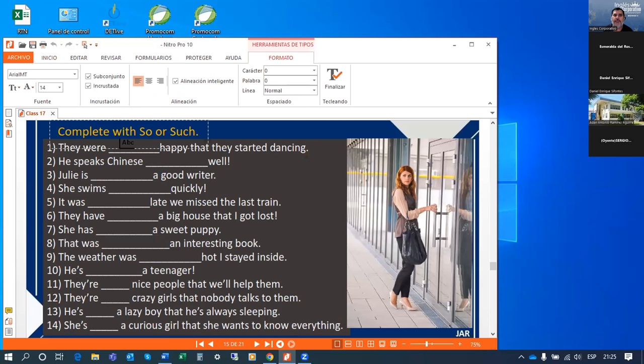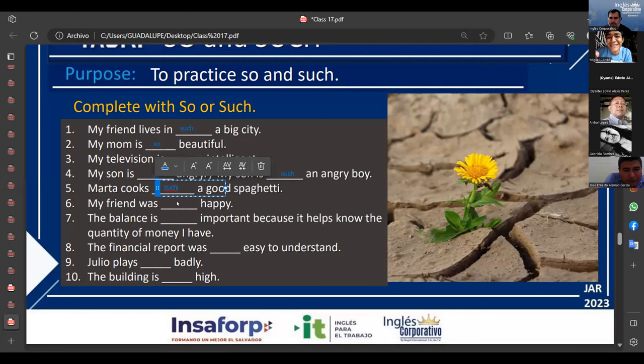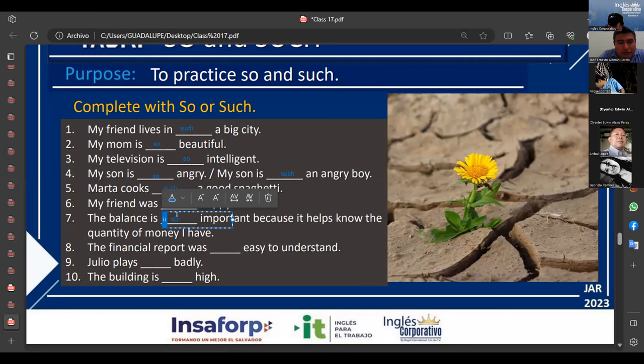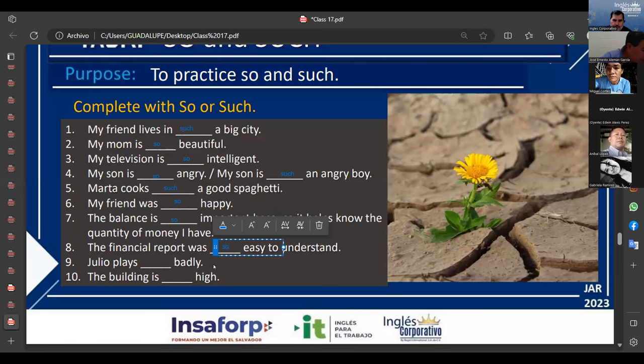They were so happy that they started dancing. He speaks Chinese so well. Julie is such a good. Okay. My friend was so happy. Balance is so important. The financial report was so.